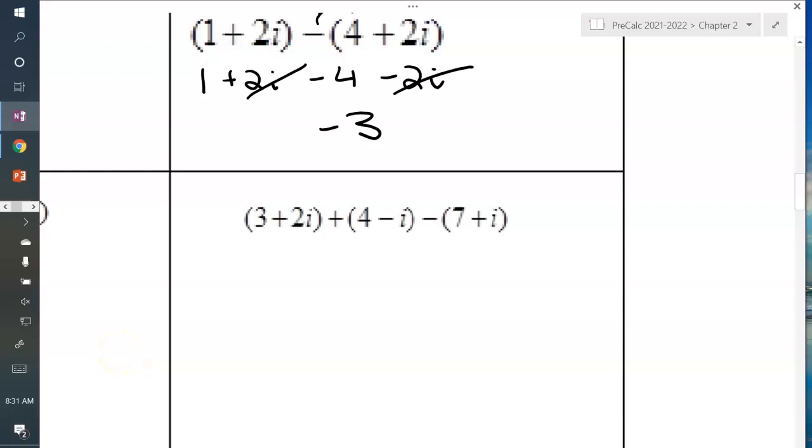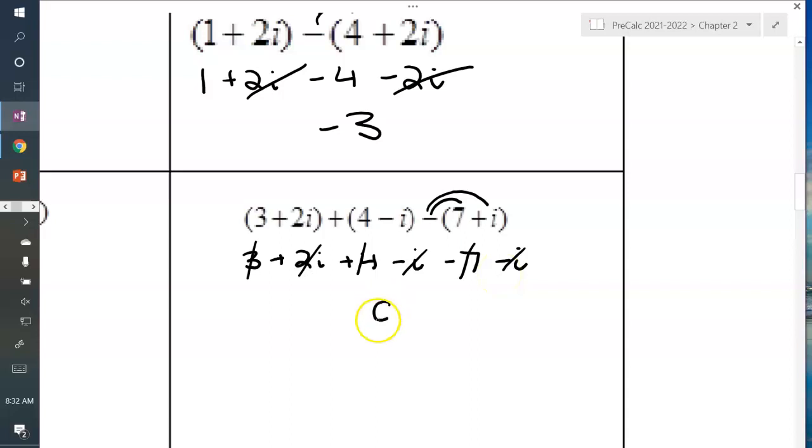Now look at this one. We're adding and then we're subtracting, so distribute the negative. So 3 plus 2i plus 4 minus i minus 7 minus i. Well, I have a 3 plus a 4 minus a 7, so those drop out. I have a 2i minus i minus another i, so those drop out. Everything drops out, so our answer here is 0.